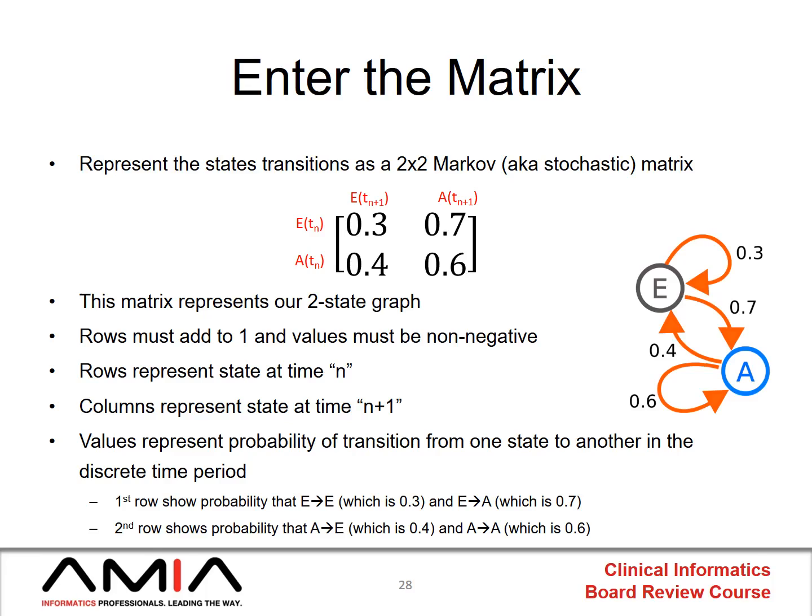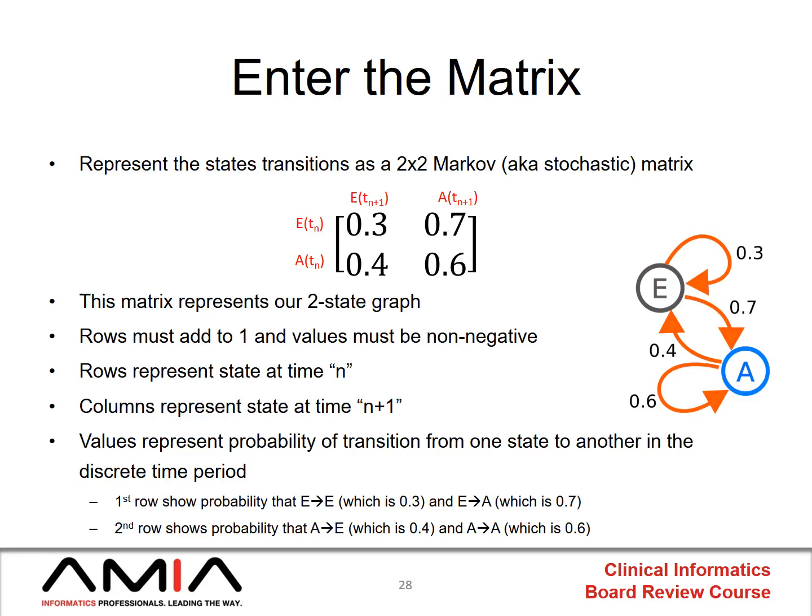But I think in order to understand what's going on, you need to understand that the basis of this is this matrix math. So those two states, E and A, and the probabilities of transition from E to A, from E to E, from A to E, and from A to A can be represented as a 2x2 matrix. And this is referred to as a 2x2 Markov or 2x2 stochastic matrix. It's basically a matrix that represents the probabilities of transition from one state to the next in a single time period. So this matrix represents our two-state graph. The way it's constructed, the rows have to add up to 1, and the values must be non-negative. So going from top to bottom, we are representing the probabilities of transition in the first row for E and in the second row for A.